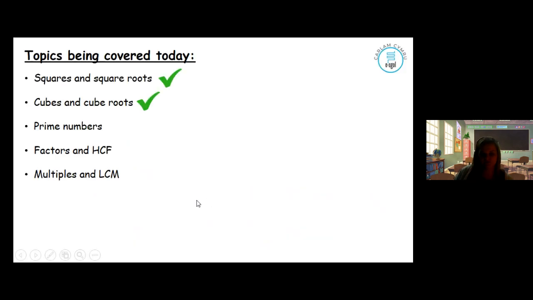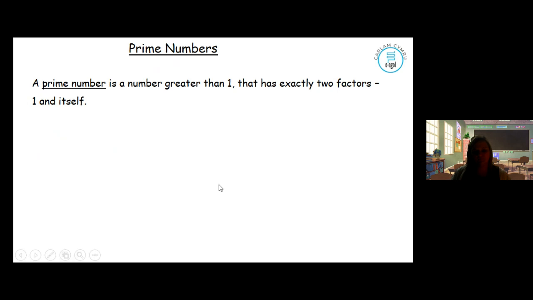Okay, so we've done the first 2. Our next little topic is prime numbers. So a prime number is a number greater than 1 that has exactly 2 factors. Okay, and that bit is really important. It has to have exactly 2 factors: the number 1 and the number itself.